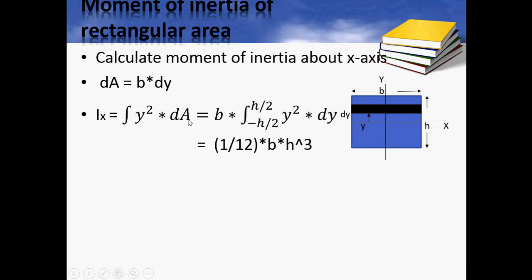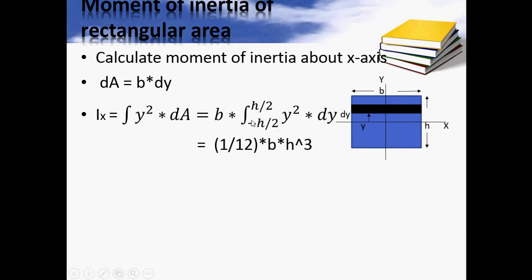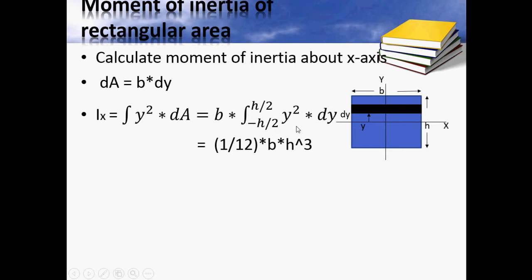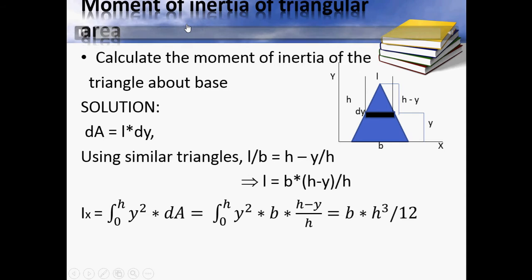So according to the formula, Ix is equal to the integration of y square into dA, which is b into the integration from minus h by 2 to h by 2 of y square into dy. Following this integration, we get 1 by 12 into b into h cube.